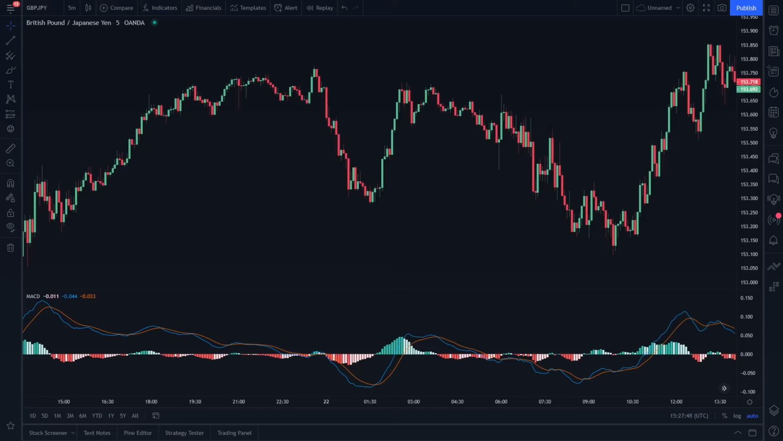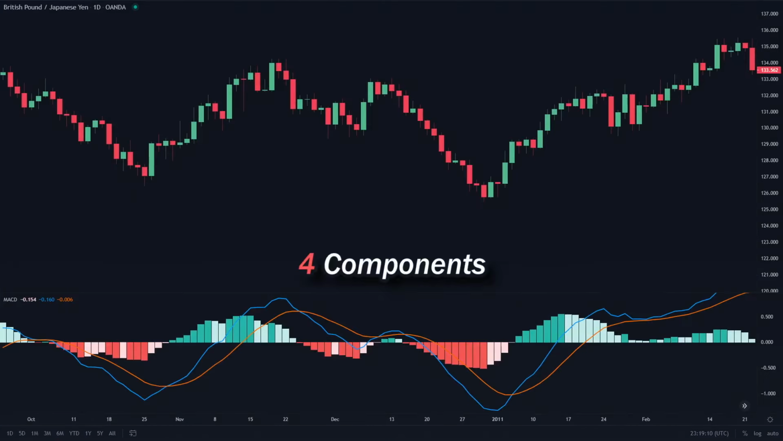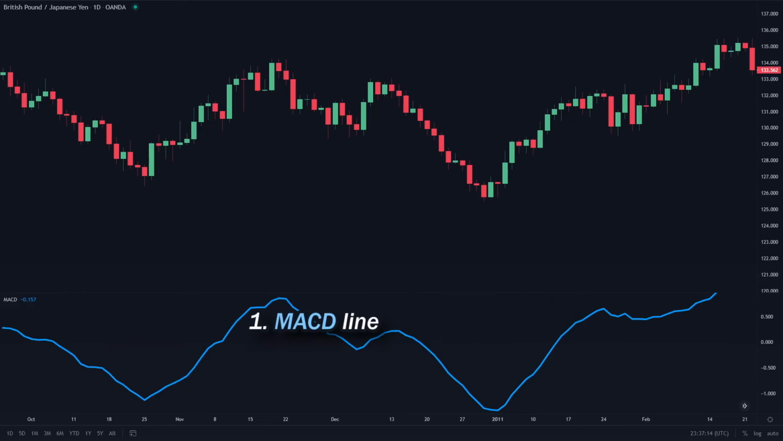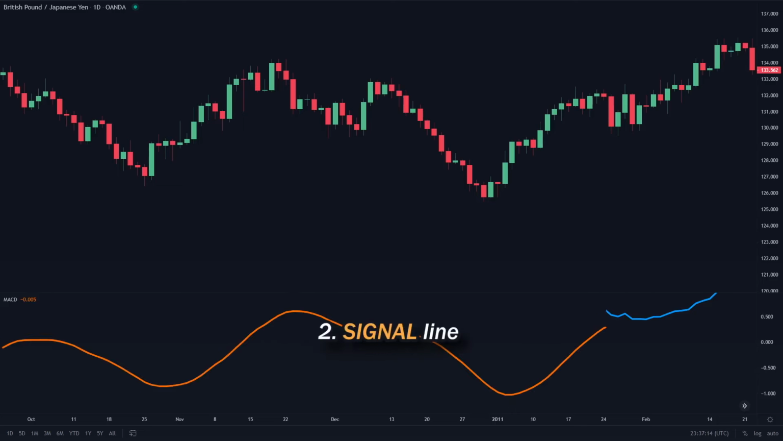Before we start, we first need to understand how the MACD works. There are four parts to the MACD indicator. First, we have these two lines, the MACD line and the signal line. Notice the difference between these two. The MACD line moves faster and is more sensitive to the price changes, and is the main focus of the MACD indicator.